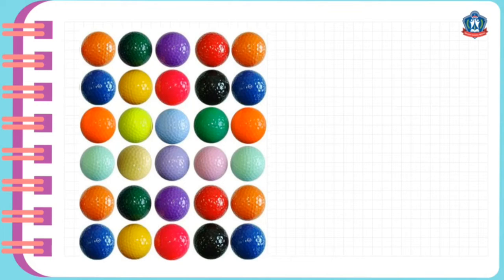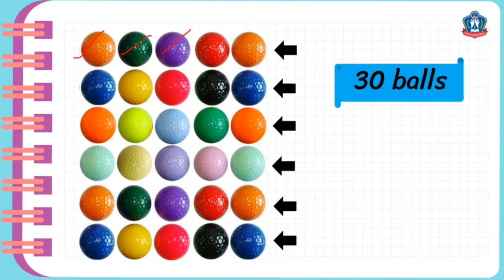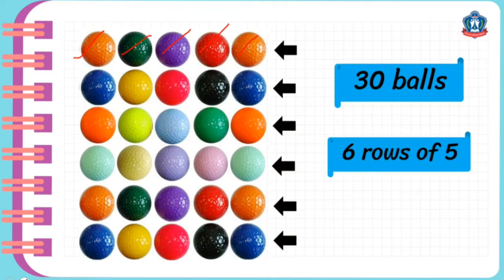Let's start. I have here 30 balls. How are these balls arranged? Yes, these 30 balls are arranged in rows and columns. So let's count how many rows. 1, 2, 3, 4, 5, 6. So these balls are arranged in 6 rows, and in each row, how many balls? Let's count. 1, 2, 3, 4, 5. So these 30 balls are arranged in 6 rows of 5.